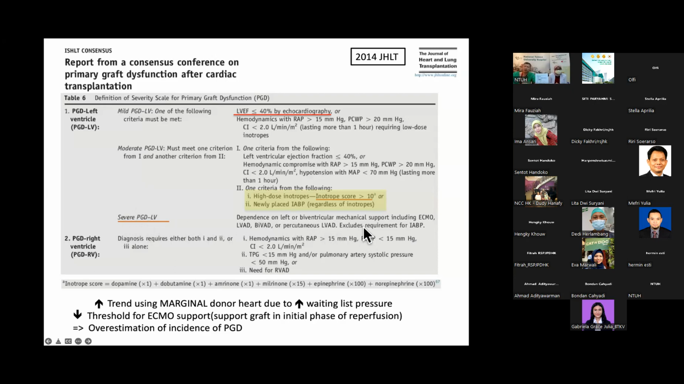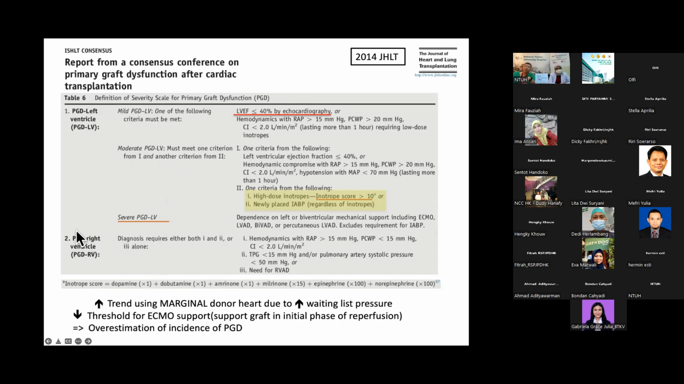Okay. Sometimes we will see a severe primary failure. It means that you need IABP, you need ECMO. It's good for IABP. So if you need new IABP, you may characterize the patient as having moderate primary graft failure.